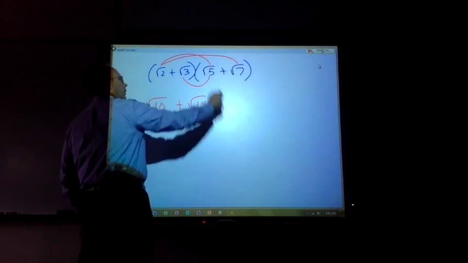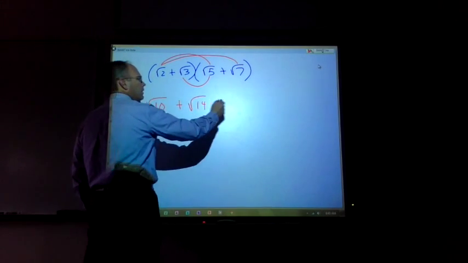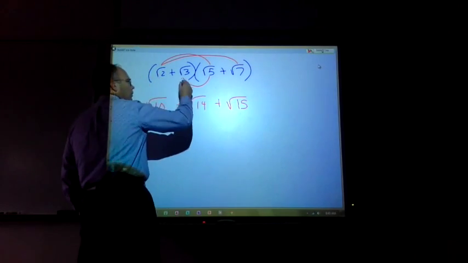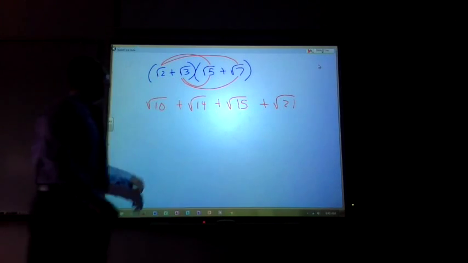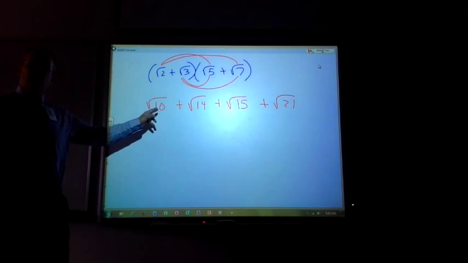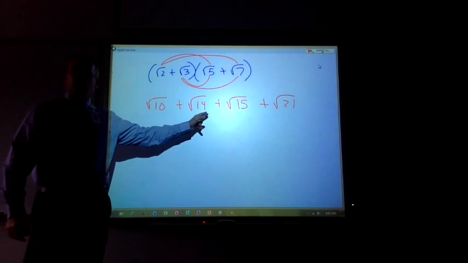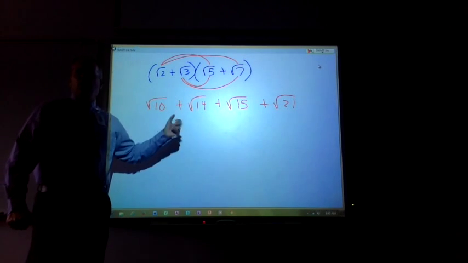Inside now. Root 3 times root 5? Root 3 times root 7? Root 21. Okay, let's see if we can break anything down. 10 breaks down to 2 and 5. No perfect squares. 14 breaks down to what times what? 2 and 7.